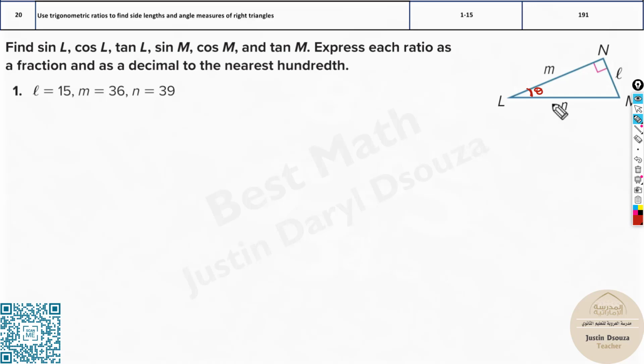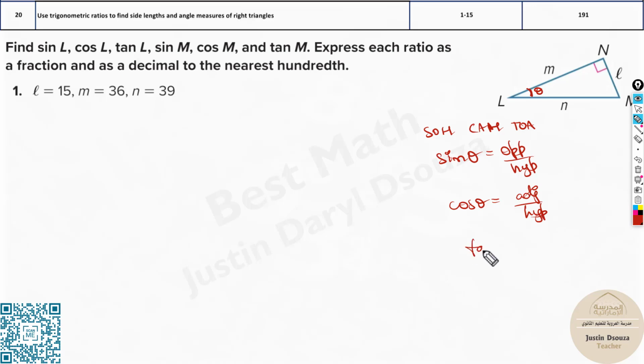And how do we remember the formulas? We can just remember SOH CAH TOA. Sine theta is equal to opposite by hypotenuse, whereas cosine theta is adjacent by hypotenuse, and lastly we have tan theta that is equal to opposite by adjacent. Now if you remember so much, you can easily apply the formulas.